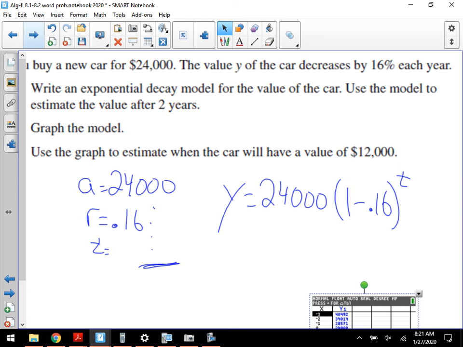Which also means, are you going to be doing word problems like this without a calculator? No. So this will be definitely the stuff I'd let you use a calculator on.